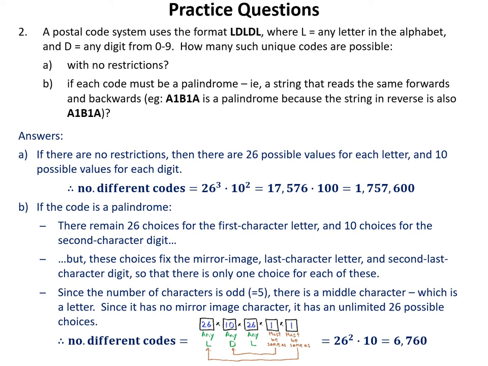Now, there's five characters here, which is an odd number, which is why there's a middle character here. And whenever there is an odd number of characters, when we're looking at building a palindrome, there's no matching character for that middle character. So there will be an unrestricted number of choices. Since it's a letter, we have 26 choices, so we put 26 into that middle box. So we end up with the number of different codes equaling 26 times 10 times 26 times 1 times 1, which equals 26 to the power 2 times 10, which equals 6,760.